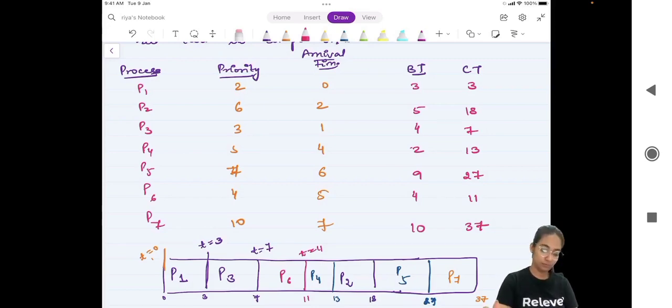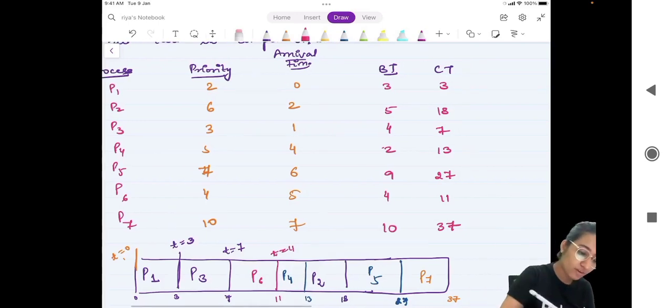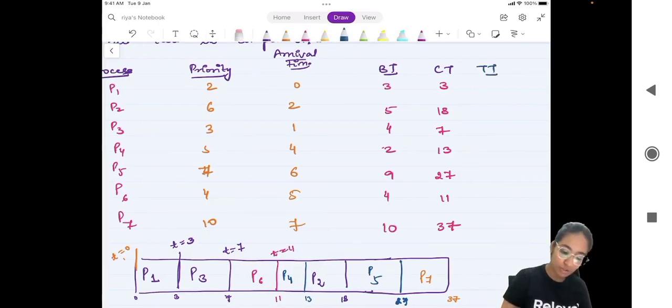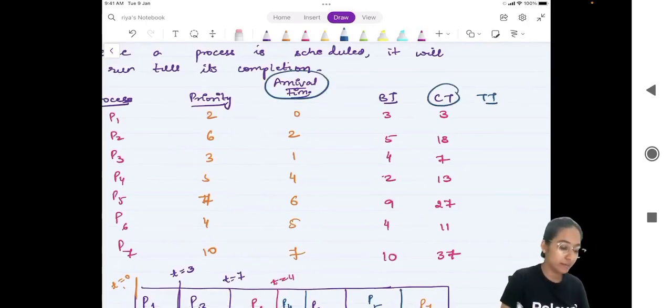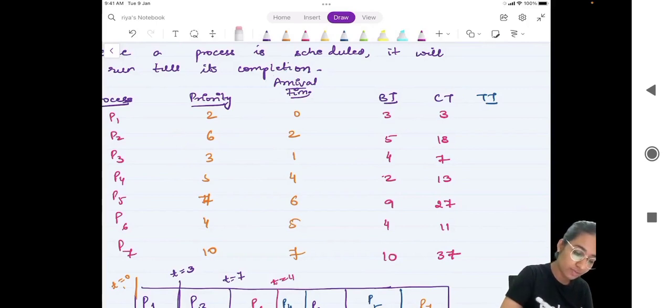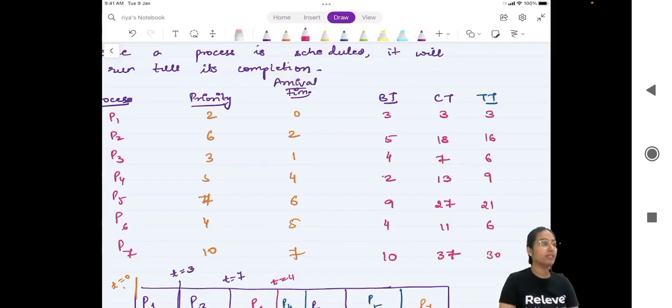Okay, let's verify if it is correct or not. Looks correct to me. Next, what we have will be the turnaround time, which is nothing but completion time minus arrival time, correct? So when we do this, we get 3, 16, 6, 9, 21, 6, and 30. This will be the turnaround time for each and every process.